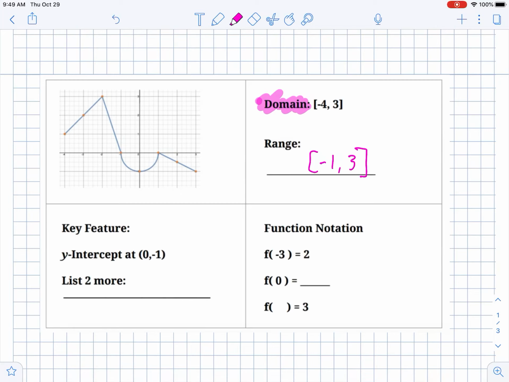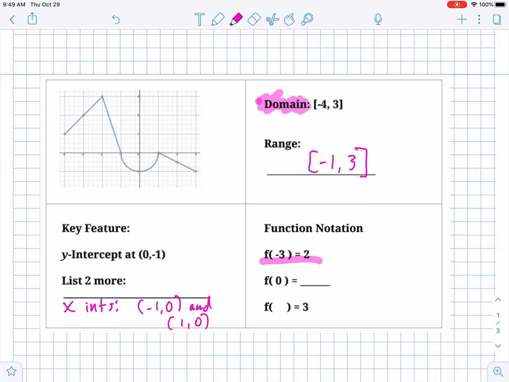Well, how about x-intercepts? I see an x-intercept here and an x-intercept here. So that is the point -1, 0, and that's 1, 0. So I'm going to say x-intercepts are -1, 0 and 1, 0.